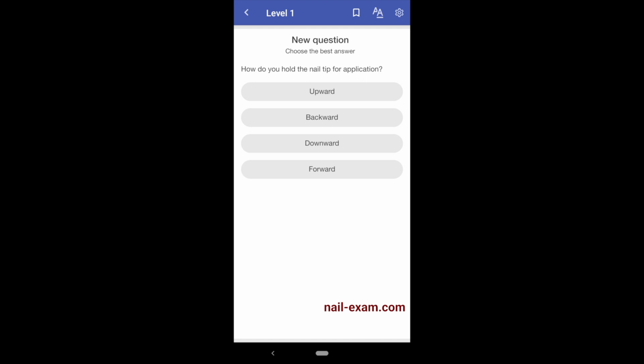How do you hold the nail tip for application? Answers: A. Upward. B. Backward. C. Downward. D. Forward. The answer is C.